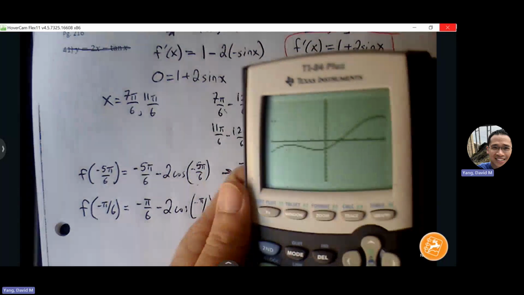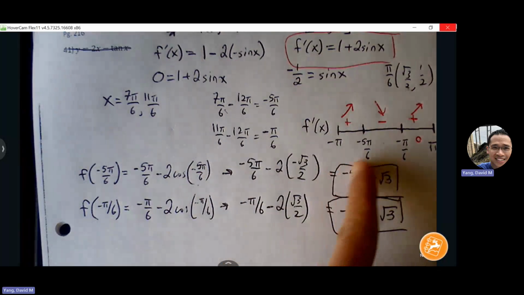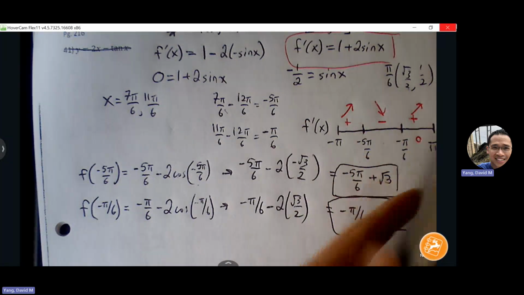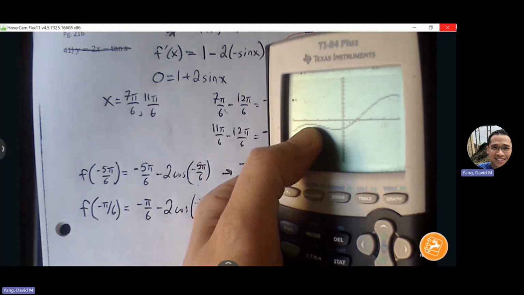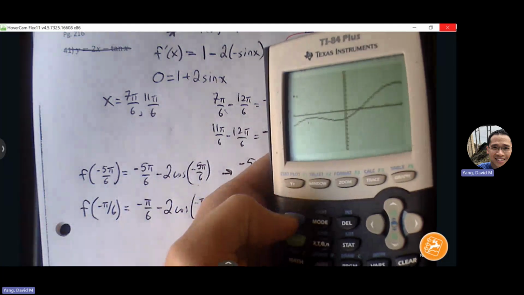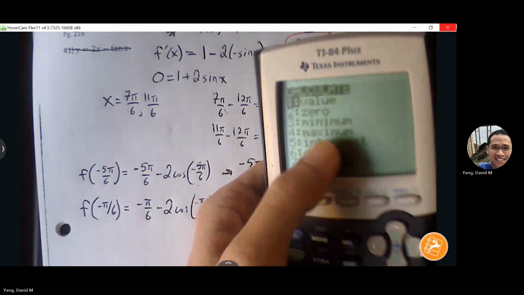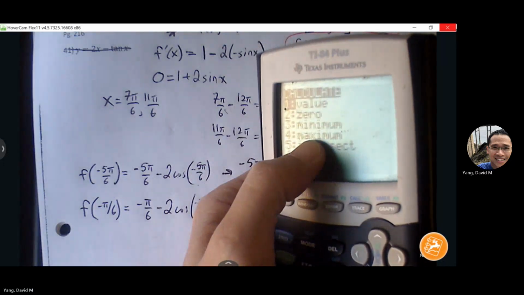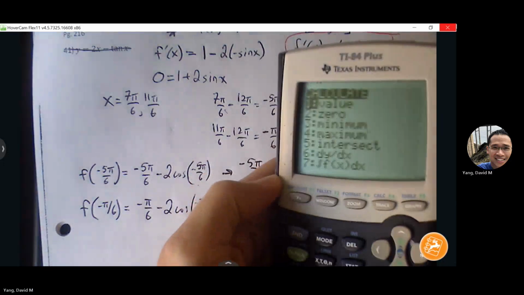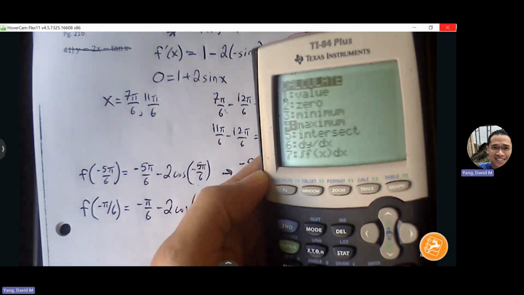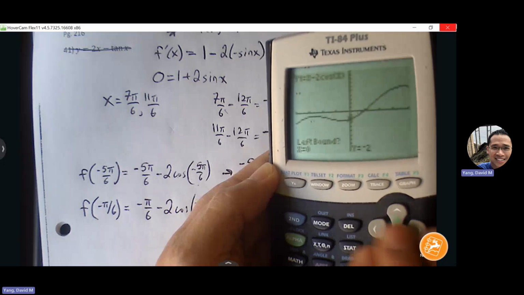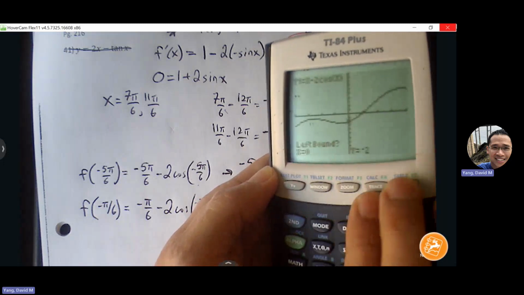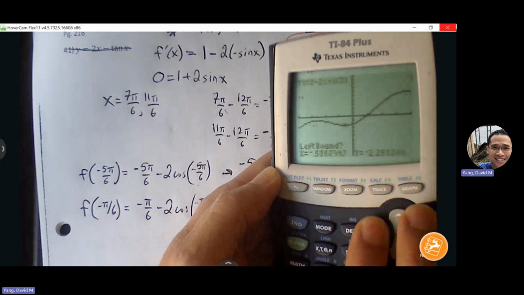Here's a way that you can double check your relative max. You know there's a relative max at negative 5 pi over 6. That's the x value, that's the y value. If I want to confirm that is the decimal value that I see in my calculator, I can do second trace, and I can look for a maximum. So second trace, option 4. So I'm going to make the calculator find that max for me. So I'm not going to find it myself. I'm going to make the calculator do it for me.